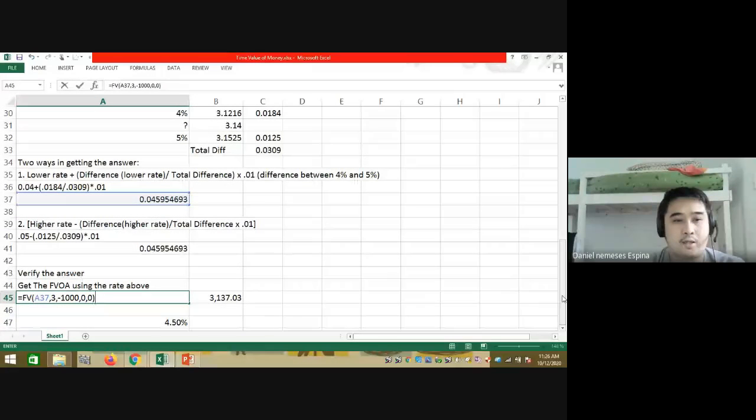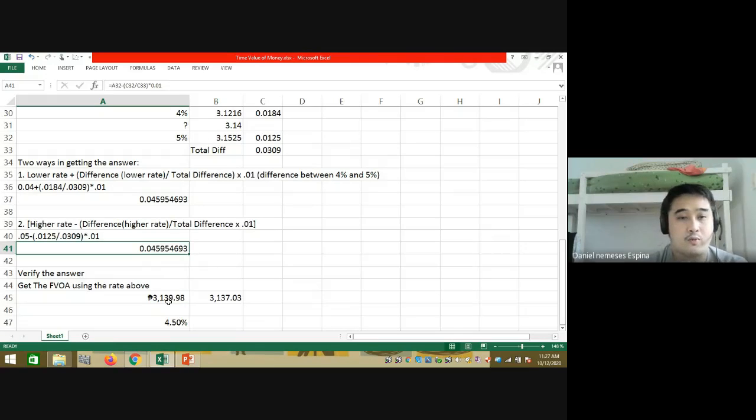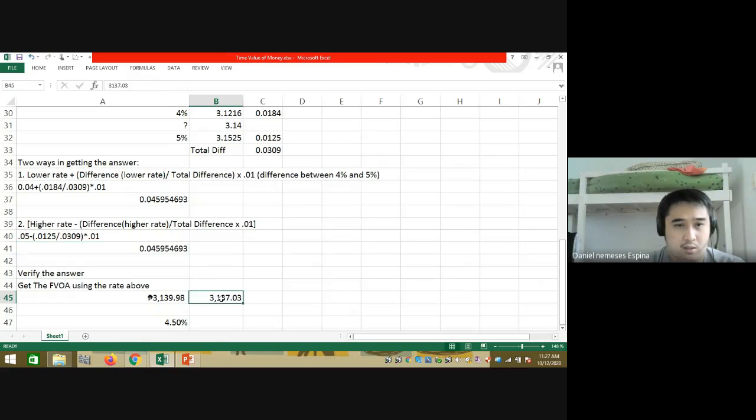So the exact answer is, the answer that we got using the formula is 3,139.98. Okay, but however, it has a difference of less than 2 pesos from what we are asking for or looking for. So of course, Excel is still more accurate.